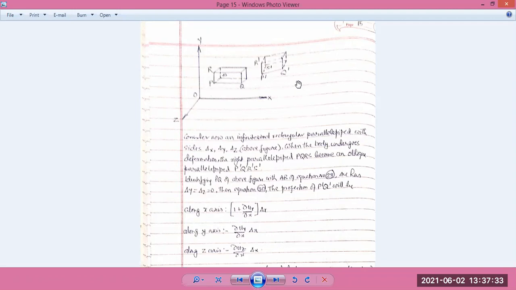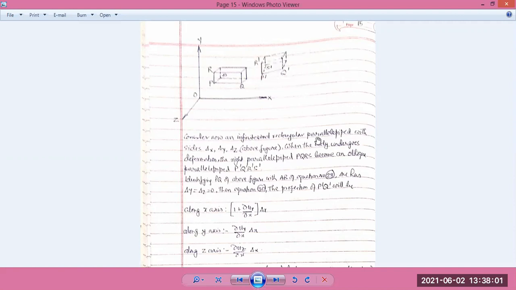Now what happens here: under the action of external forces, the body of which this parallelepiped is a part is deformed, and as a result this parallelepiped is also deformed to a certain extent. It takes the position P', Q', S', R', and so on. But this deformation is also infinitesimally small, though not equal to zero.